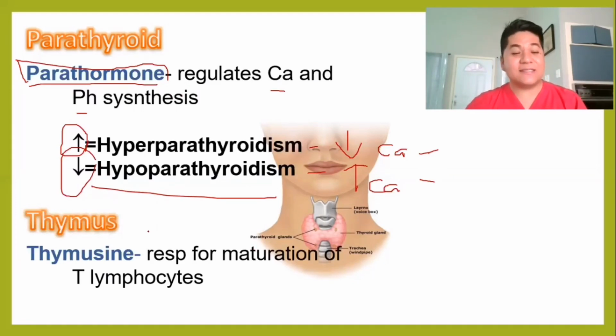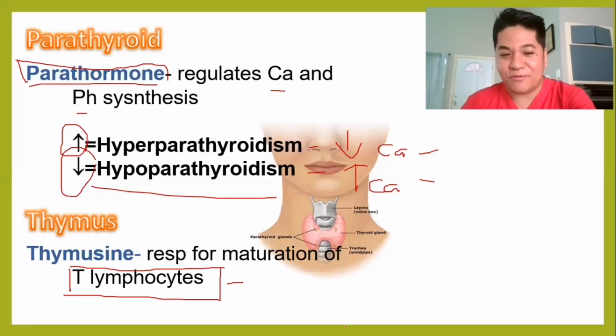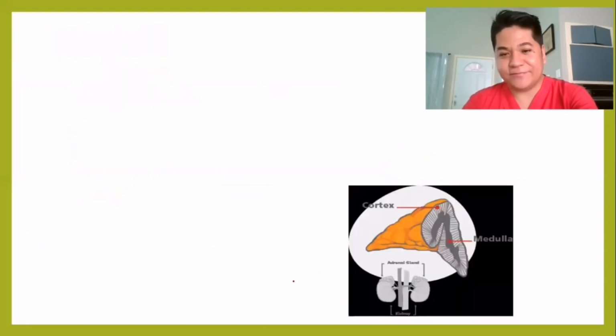Now the thymus gland, moving on with the thymus gland. The thymus gland secretes a hormone called thymosin. It is responsible for maturation of your T lymphocytes. Now what is the function of the T lymphocytes? They are responsible for your immunity. So that is for the thymosin.